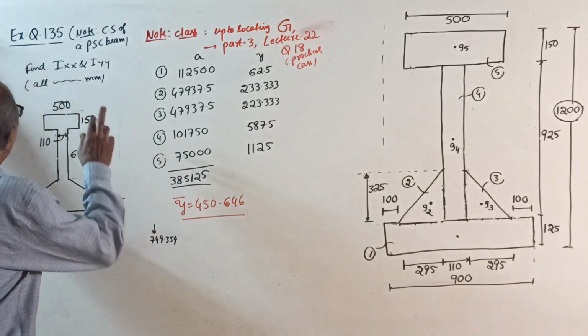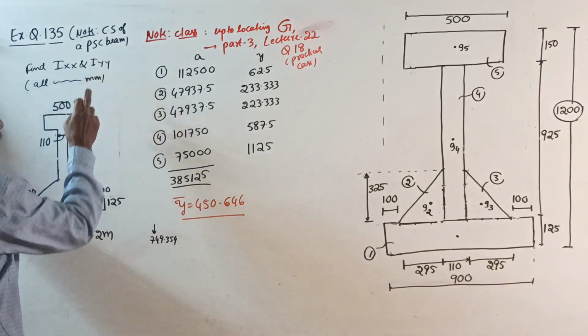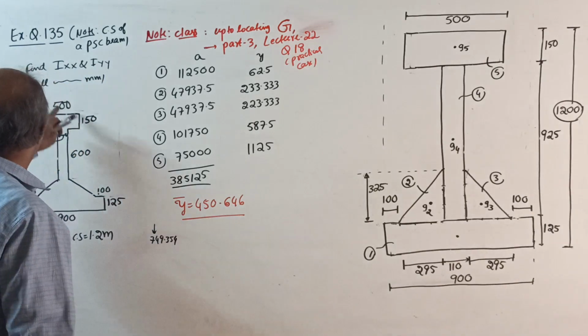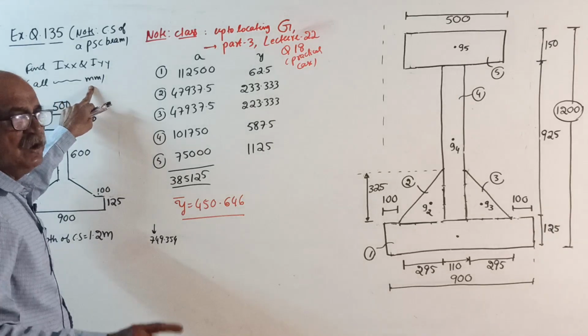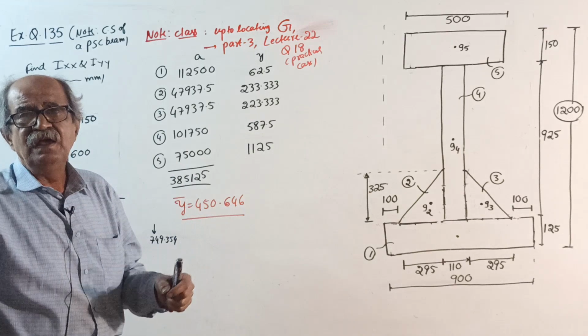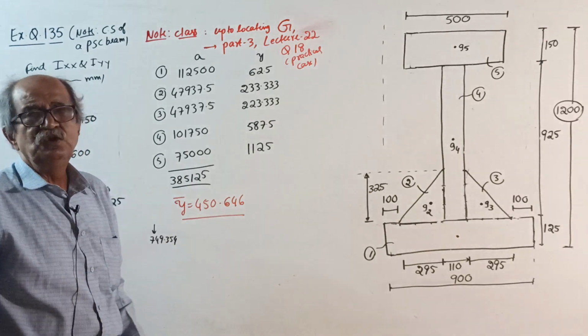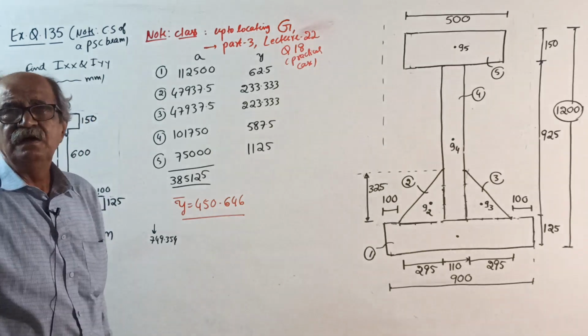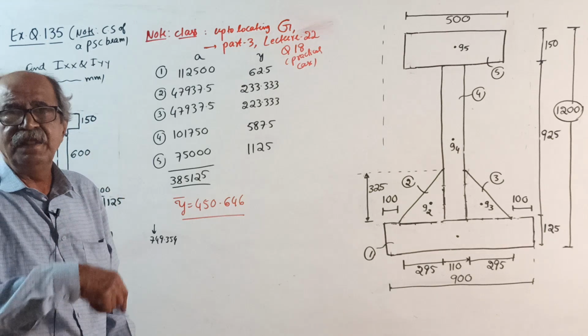Now, find Ixx, Iyy, the moment of inertia about the centroidal axis. All dimensions are in millimeter. Even if I don't give the unit in future, for the centroid and moment of inertia chapter, when a dimension is not given, you take it as millimeter. I will stop writing it. Somebody will comment, unit not given. I will tell them, go back to the earlier class.